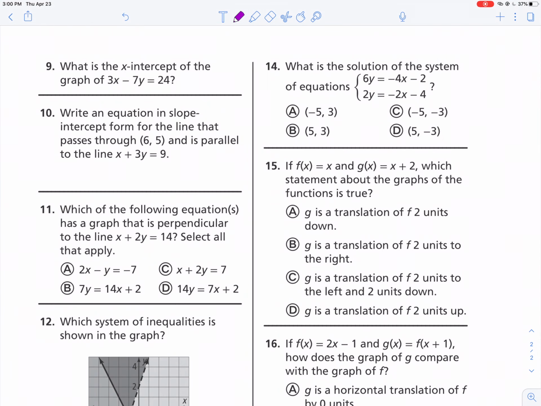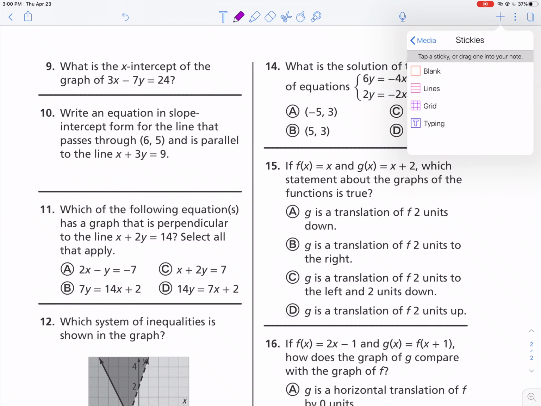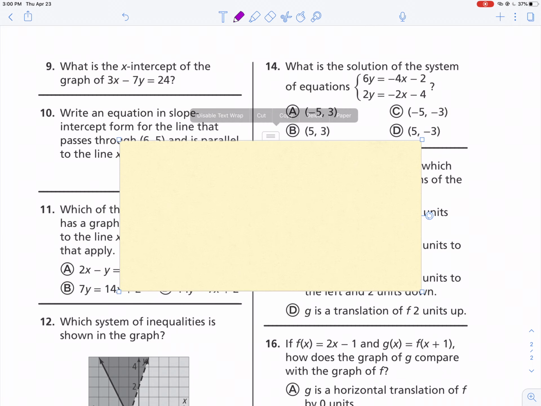Good afternoon, folks. This is Readiness Assessment 5, Part 2. I'm going to start with question number 9. We're going to give ourselves a sticky note so we have a little bit of space to work.